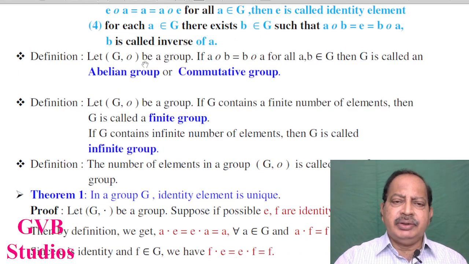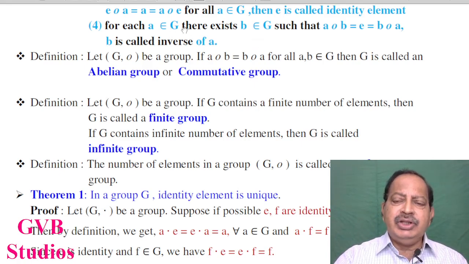Next, the inverse element. For each A belonging to G, there exists B belonging to G such that A circle B is equal to E is equal to B circle A, then B is called the inverse of A. If there exists a B for each A, that means for each A there is a B. If we take some X, we get some Y with this property. If B exists, then B is called the inverse of A. If B does not exist, we cannot say.